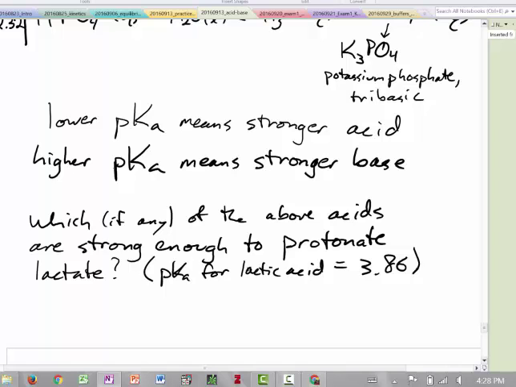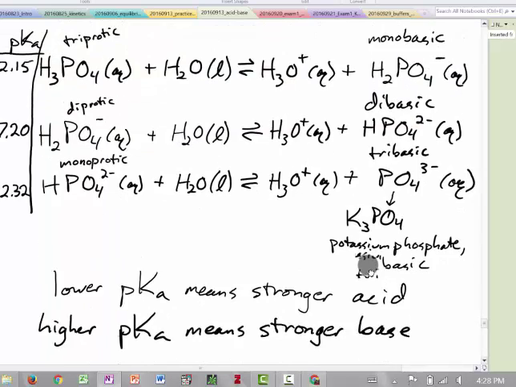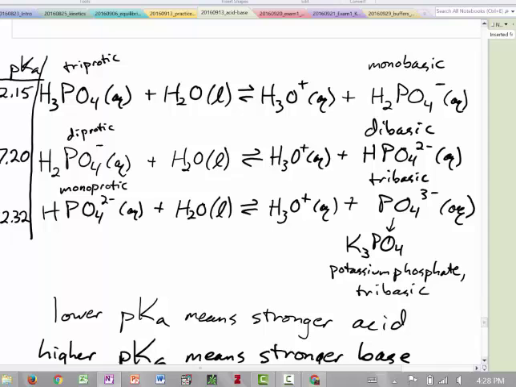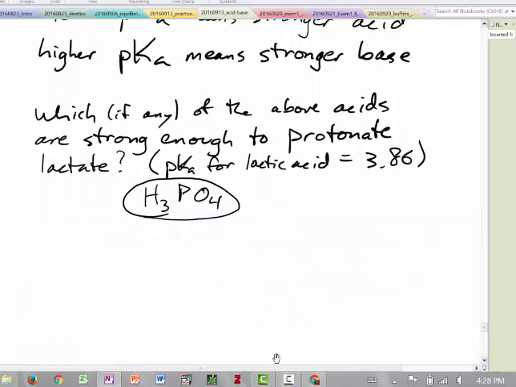Strong enough to protonate lactate. If what you're looking for is a strong enough acid, you need a pKa that is blank compared to this. Lower. You need a pKa that's a stronger acid. So go back to your list above. Are there any acids that are strong enough to protonate that? Only the triprotic one, H3PO4. But when you ask that question on a quiz or an exam, you're going to ask it the other way.